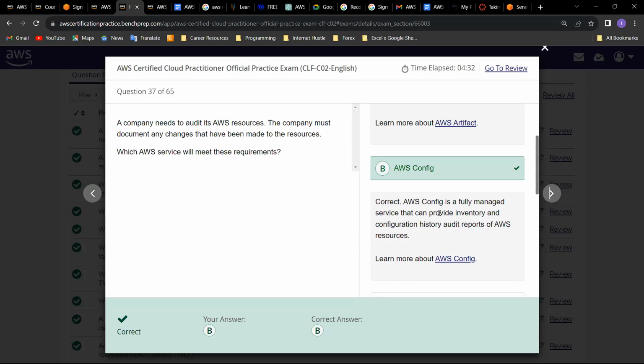There's also another type that says you want to audit access and something for your resources. That's also AWS Config.